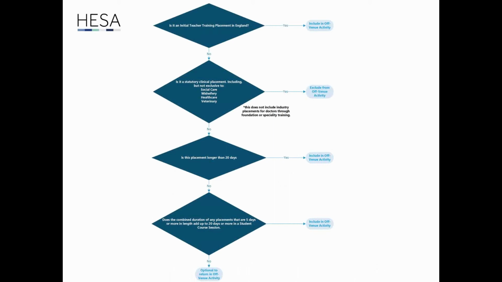If it's not, then the question you ask yourselves is, does the combined duration of any placements that are 5 days or more in length add up to 20 days or more in the student course session? We're going to go on to that one a little bit more using examples, but essentially, if you had a very short placement in reference period 1, but then combined with a placement that you took in reference period 2, so they equate to more than 20 days duration, there's a requirement for you to return both placements. Like I said, we've got an example. So I'm just going to do a run through of the fields in off-venue activity.